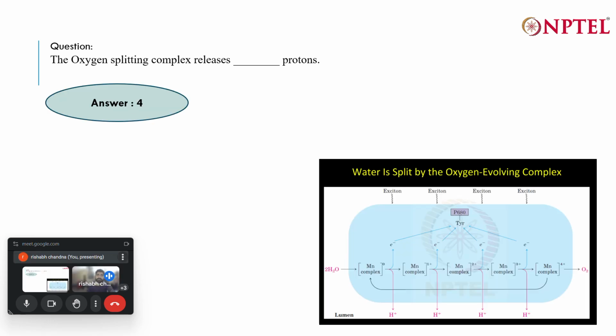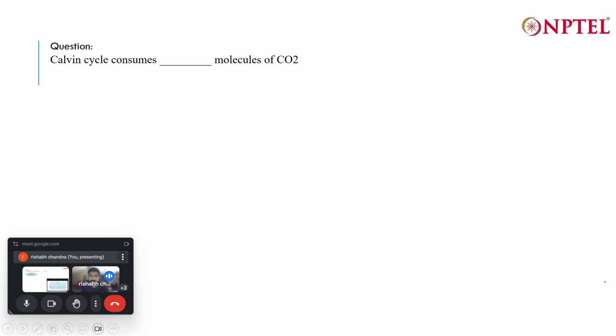So the correct answer is option 4. Just wait a minute. Yes, so the answer is 4 protons, and here is the explanation. From the oxygen evolving complex, what happens? Two molecules of water come in, and 4 protons are actually taken in a stepwise manner into the stroma. Sorry, into the lumen. So let's move on to the next question.